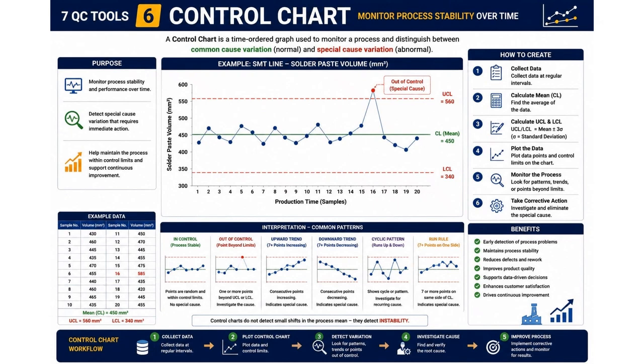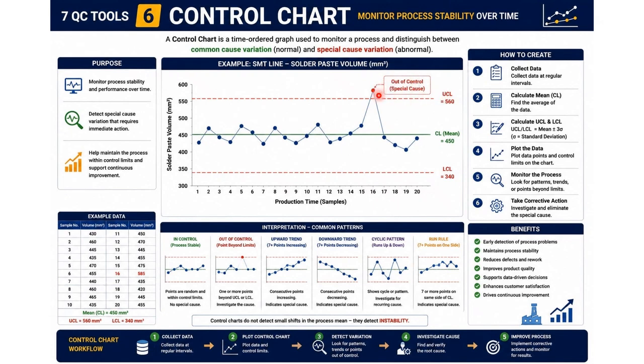The control chart. A control chart is used to monitor process stability over time and to distinguish between common cause variation, which is normal, and special cause variation, which requires investigation. In this example, the center line represents the process average, while the upper control limit, UCL, and lower control limit, LCL, define the expected range of variation. Most data points are within these limits, indicating a stable process. However, sample 16 exceeds the UCL, which signals a special cause and an out-of-control condition that must be investigated immediately.